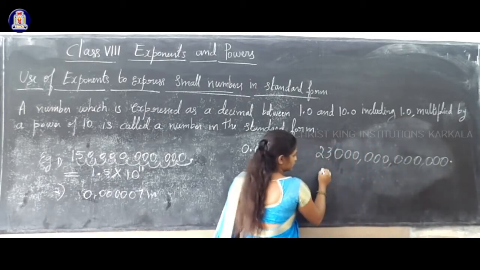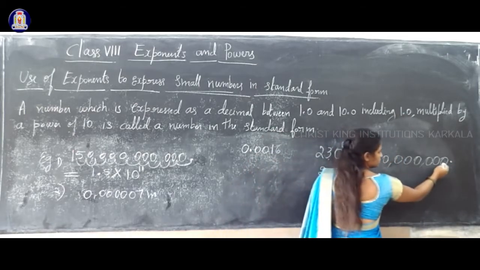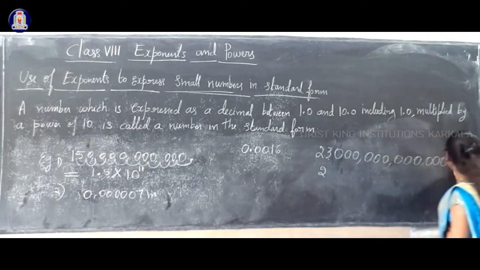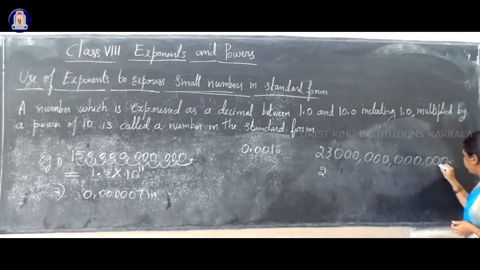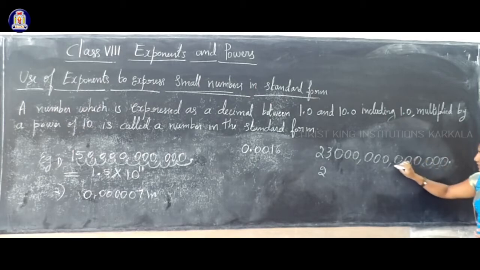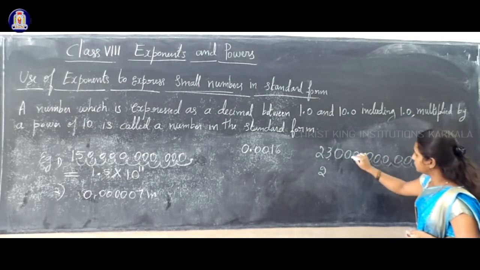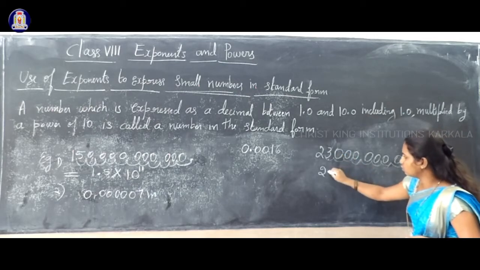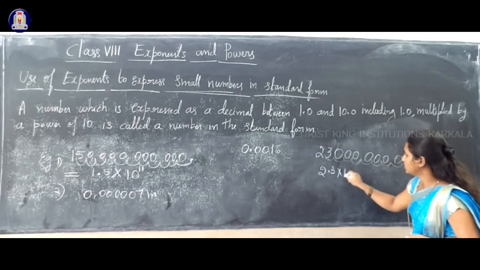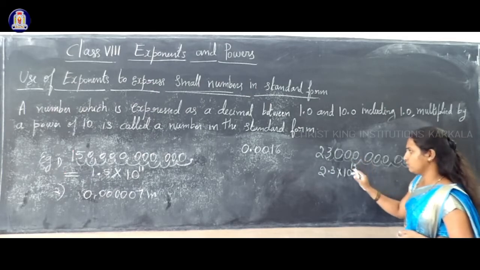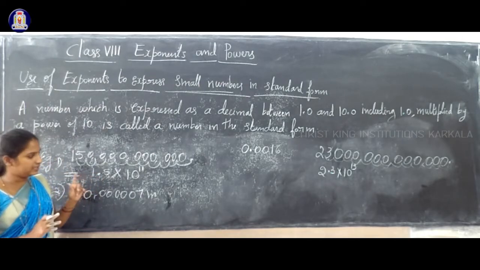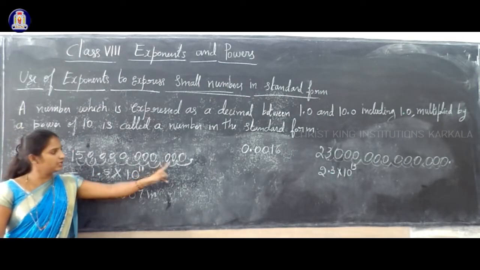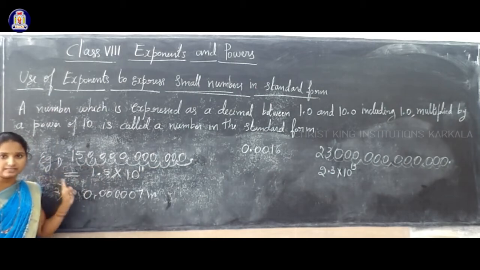Okay, now write 2 point. The decimal point moves to the left-hand side. Move to the left-hand side means left is this side, right? So start counting 1. The decimal point comes to the first place. 1, 2, 3, 4, 5, 6, 7, 8, 9, 10, 11, 12, 13. So 2.3 into 10 power 13. If the decimal point is moved to the left-hand side, then the power will be positive. Clear?